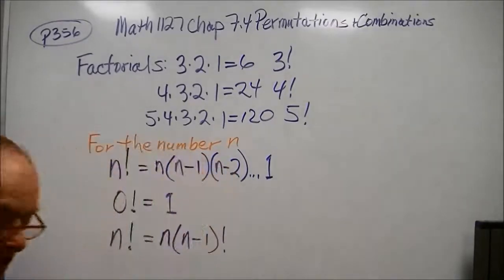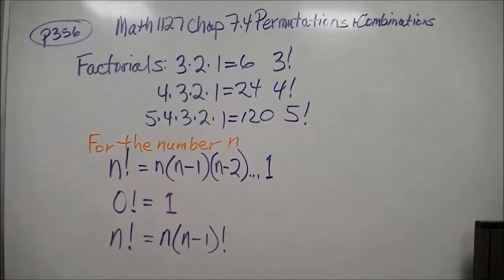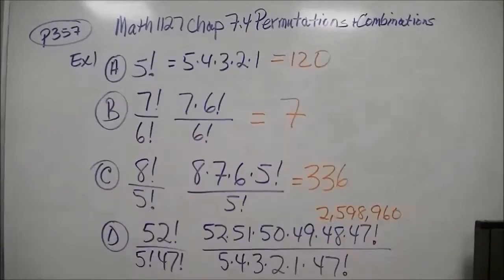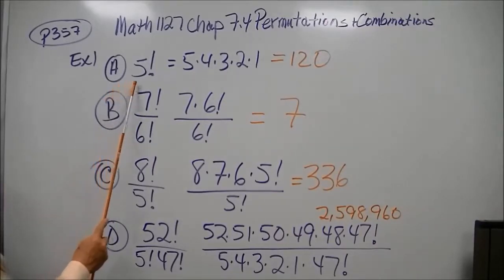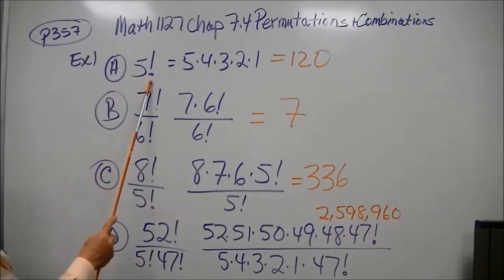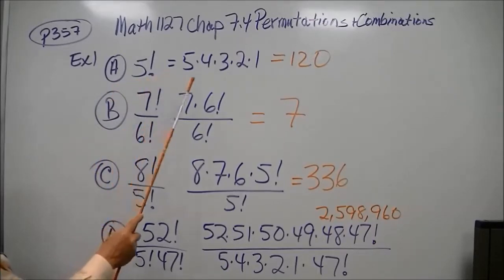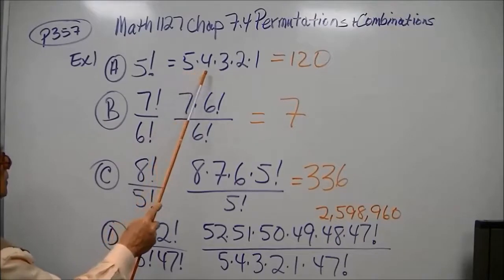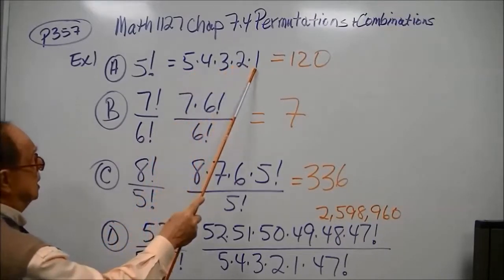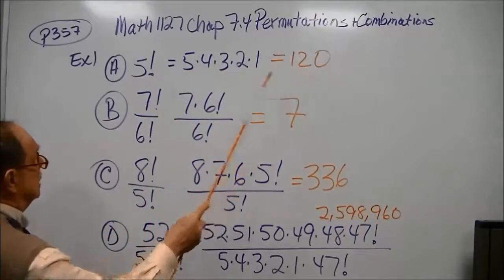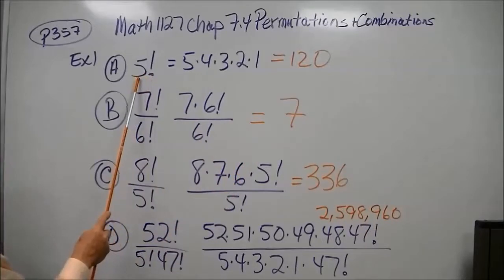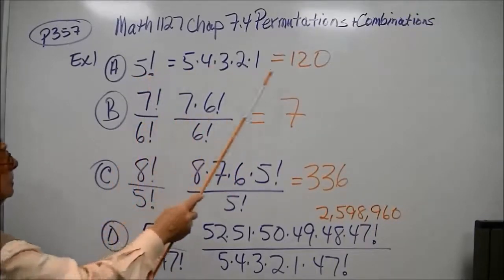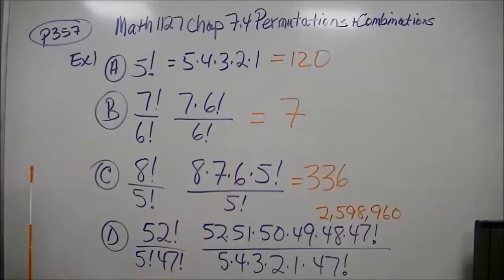Now let's try some examples. Okay, these are pretty straightforward. In example A, it's 5 factorial. So, if you were to write it out, 5 times 4 times 3 times 2 times 1 equals 120. And if you put that in your calculator, 5 factorial, enter, you get 120.